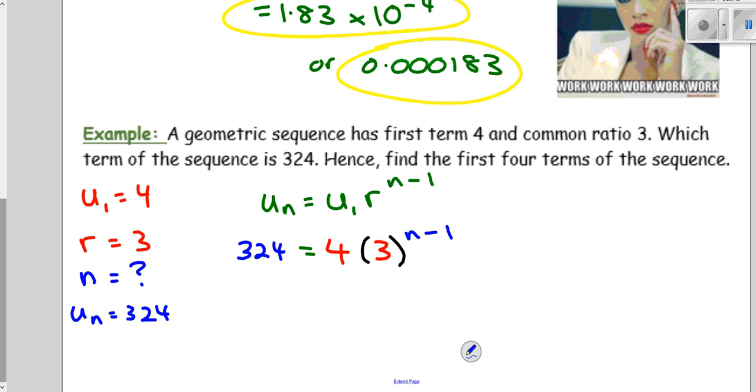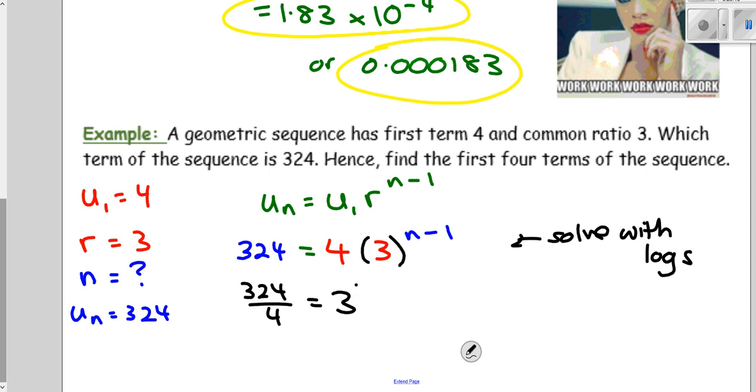But first of all, we've just got to get this part by itself to begin with. So how can we get rid of the 4 here? What do we do to both sides? Yeah, divide. It's good that you've heard of them. It's important, so you're going to get really good. Exactly. So 324 over 4 equals 3 to the n minus 1.